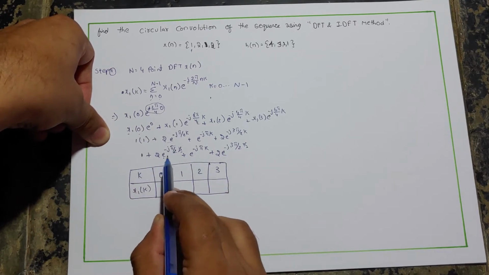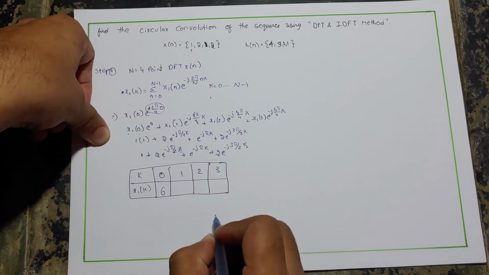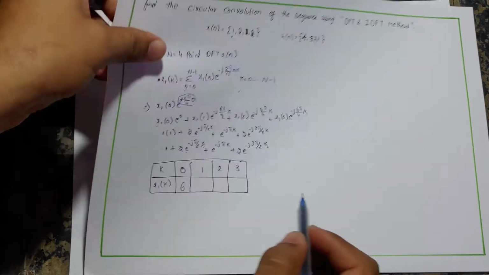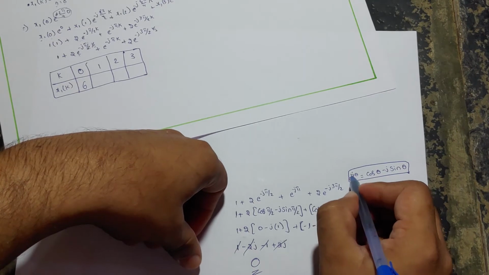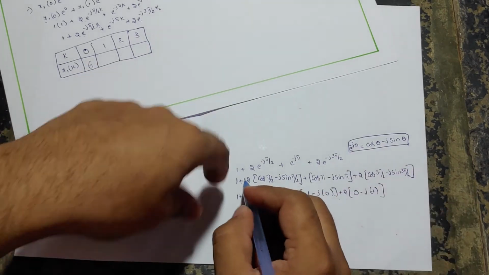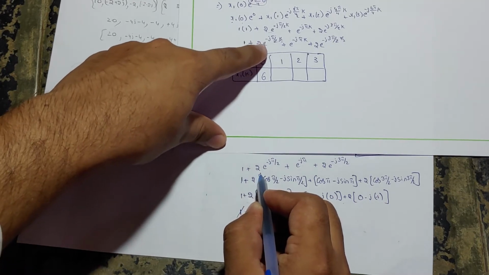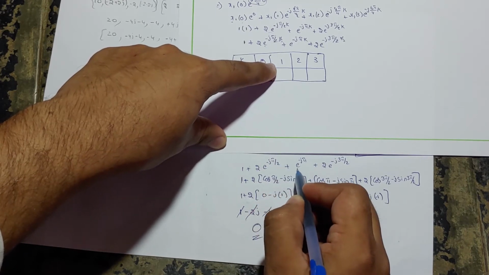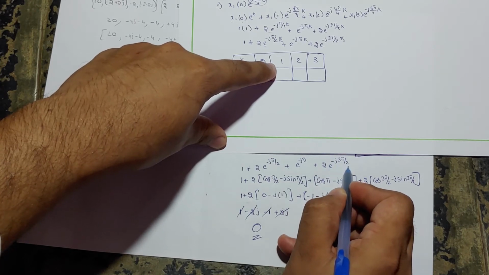So 1 plus 2 times 1, which is 2, plus 1 plus 2, which gives us 6. And when the k value is equal to 1, you have to solve it this way. We know that e power of j theta is equal to cos theta plus j sin theta, and e power of minus j theta is equal to cos theta minus j sin theta, which gives here 1 plus 2 into e power of minus j pi by 2 times, here k value is equal to 1, plus e power of minus j pi plus 2 into e power of minus j into 3 pi by 2.